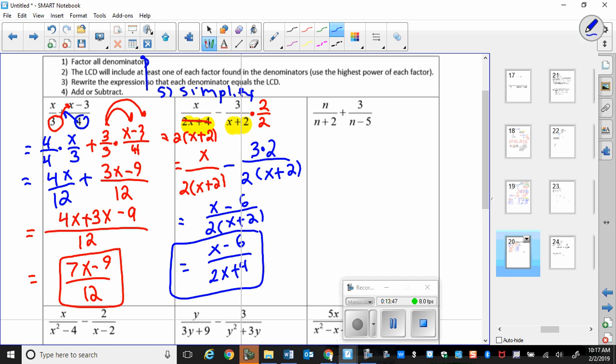Now, what about the third one? Well, I have n minus 5, so I'm going to multiply that times both that first rational. So this equals, I'm going to rewrite it over here, n minus 5 over n minus 5 times n over n plus 2. Next, I'm just going to bring that down over here to the left so I can work with that.